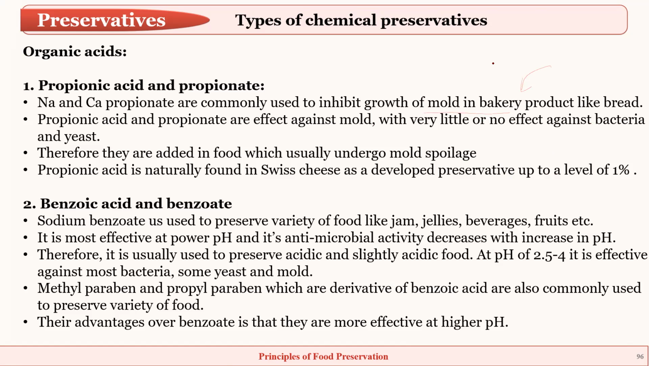Mold can grow in bakery products because bakery products have a water activity that allows the growth of yeast and mold. And you see bread generally has a lot of mold growth if you keep it outside at room temperature. So calcium propionate is added in bakery products like bread to prevent or inhibit the growth of mold. Propionic acid or propionate are all mold inhibitors, with very little or no effect against bacteria and yeast. Therefore, they are added in foods which usually undergo mold spoilage.